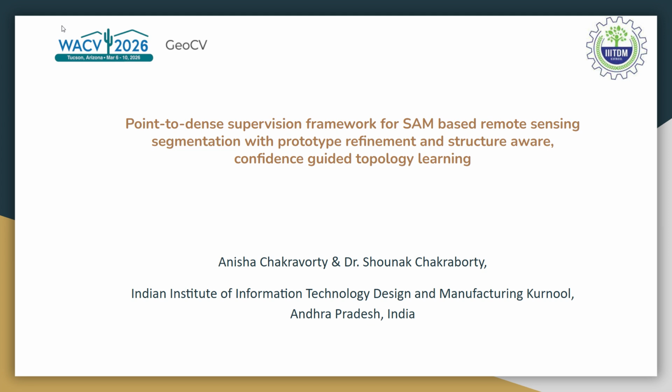This work addresses a fundamental problem in remote sensing: how to obtain accurate semantic segmentation when dense annotations are extremely limited. The key idea is simple yet powerful. We transform sparse point annotations into reliable dense masks by adapting a very famous foundational model, the Segment Anything Model, and progressively refining pseudo labels using structural and semantic reasoning.